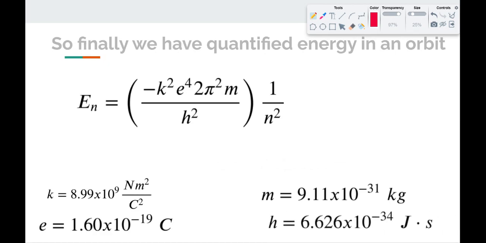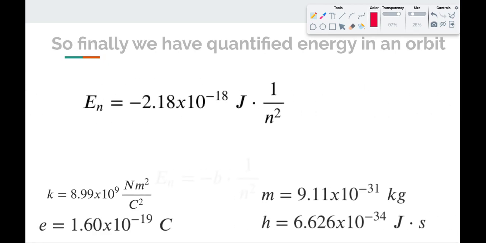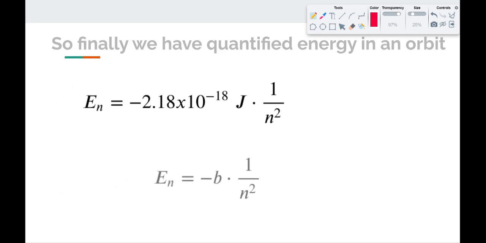Here's all the constants. Stick them in there. Do your calculations, and this is what you find out. The energy of an electron in any orbit n is equal to negative 2.18 times 10 to the minus 18th joules times 1 over n squared, where n is that 1, 2, 3, 4, 5 up to infinity. That constant was called the combined constant, or Bohr's constant, it's now called. That's why they used B probably. So negative B times 1 over n squared. That's the energy that an electron is going to have when it's in any orbit.